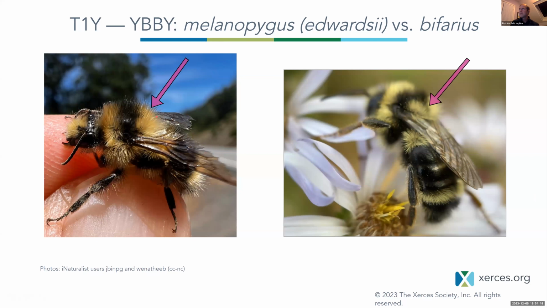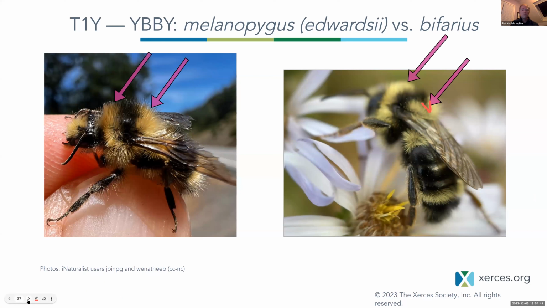Again, the black notch behind the wings that we see in females persists in males. Sometimes it can be harder to see because the hairs are longer and they come up and cover it up. But if you were to push those aside, you'd find the black goes all the way to the back of the thorax there. And that is less pronounced in melanopygus.